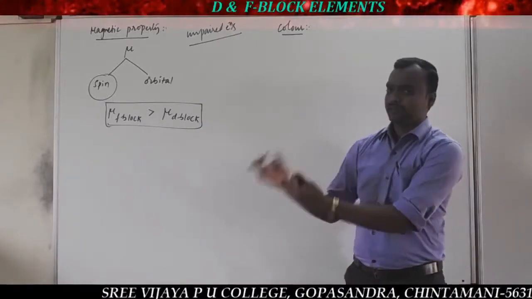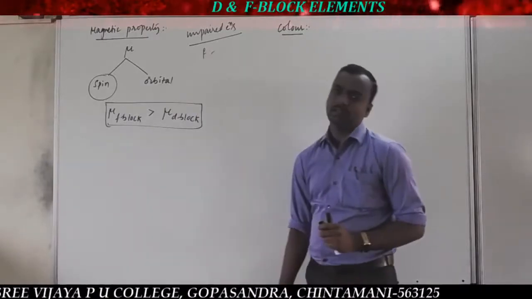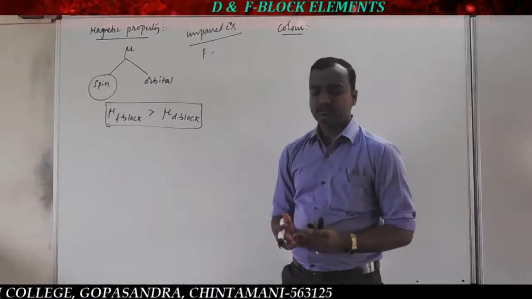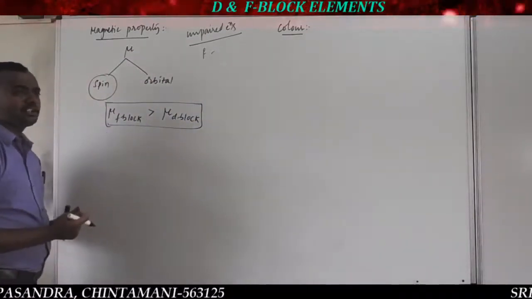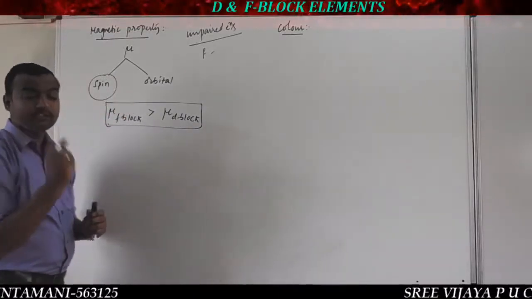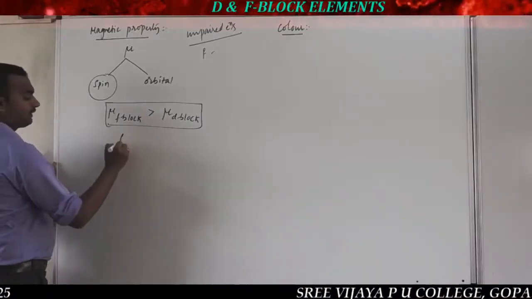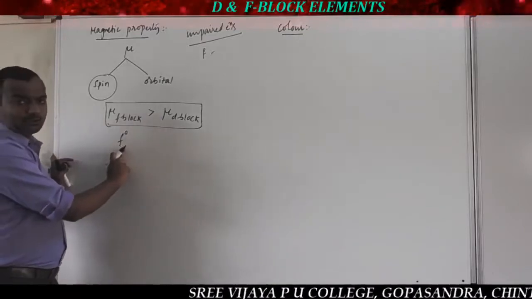In the f-block elements, we are going to consider the unpaired electrons in the f orbitals. Now, magnetic properties include diamagnetism, and also paramagnetism and ferromagnetism. A paramagnetic substance is weakly attracted by the magnetic field. Ferromagnetic, on the other hand, is strongly attracted, while diamagnetic is repelled by the magnetic field. Now, when the f configuration is f0, there are no unpaired electrons.